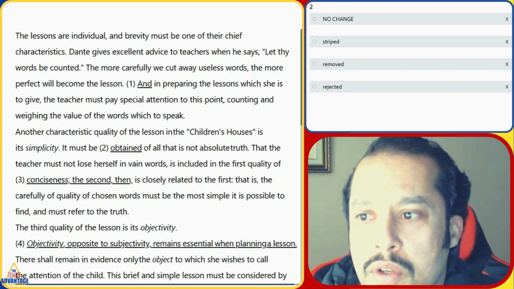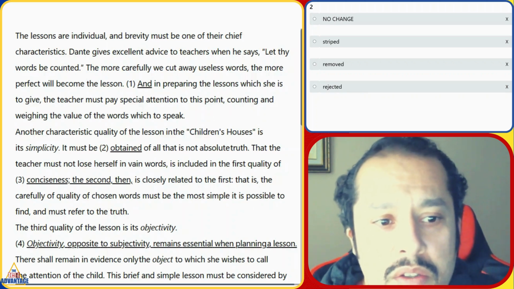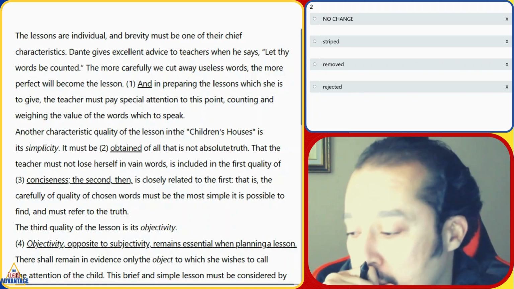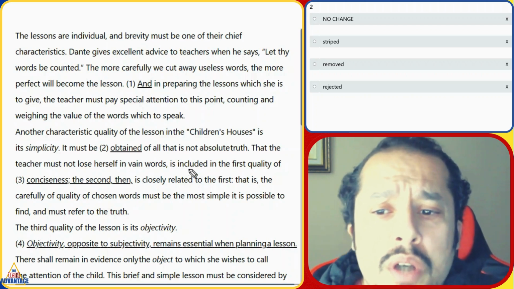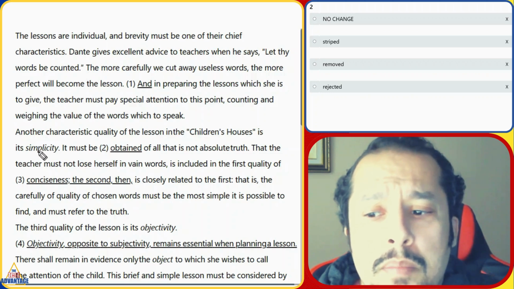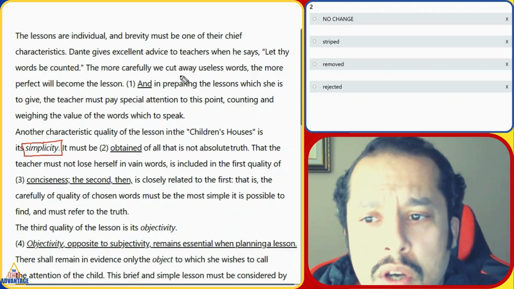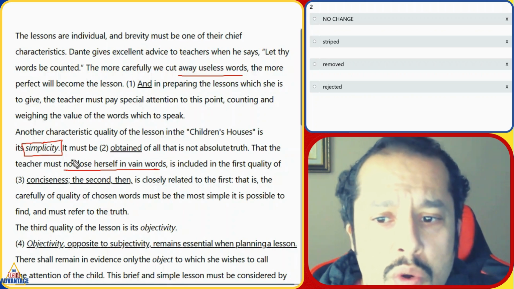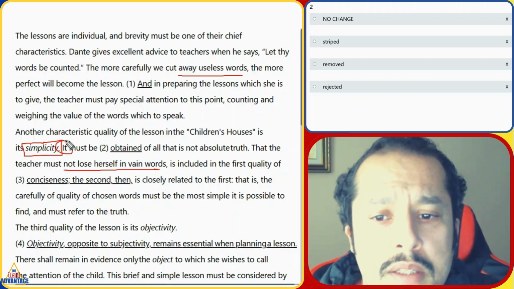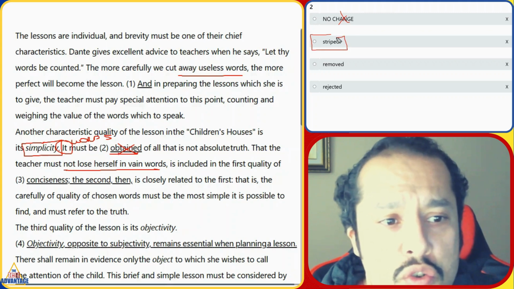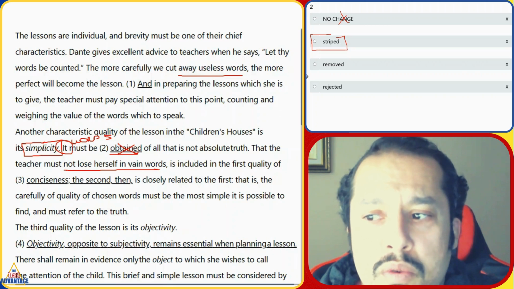Question number 2. And دلوقتي في question number 2, it's word choice. So as in word يكمل المينينج. And we're talking about removing unnecessary words. احنا بنتكلم عن being simple في اليوز بتاعتنا. Cut away useless words. The teacher must not lose herself in vain words. So what are we doing? What is it? The lesson, the words must be obtained, reached? لا, they must be stripped. They must be stripped of all that is not absolute truth.